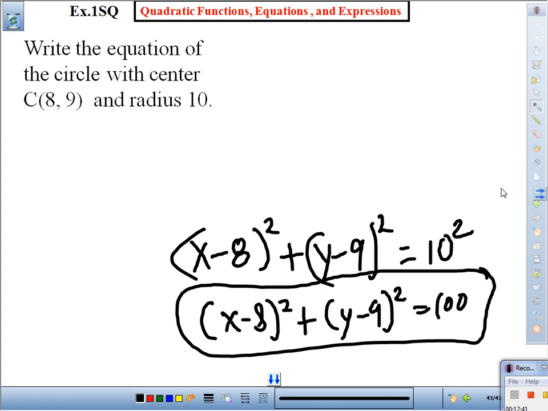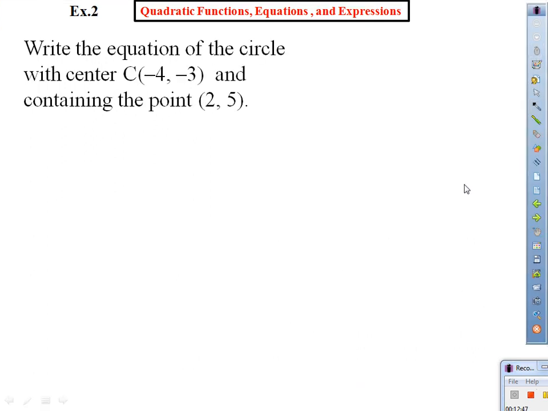Crank it up. Copy example 2. Copy the instructions. Write the equation of the circle with center negative 4, negative 3, and containing the point 2, 5. Copy that only, and then I'll go over it in a little bit. Copy that, go. Writing utensils down, look up to the screen. Step 1.